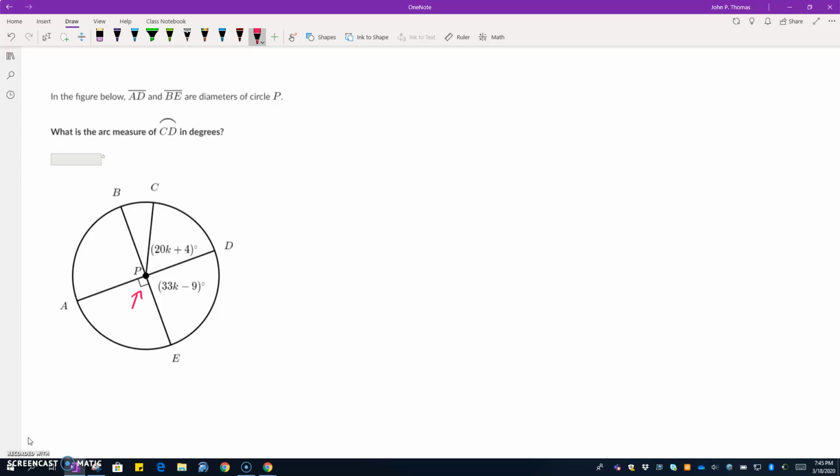diameters are perpendicular. Now if that side's 90, we also get a 90 over here because those two angles form a linear pair. That means our first equation we're going to set up is 33k minus 9 equals 90 degrees. So we'll add 9 over. That takes us to 33k equals 99. We'll divide both sides by 33, and that takes me to k equals 3.